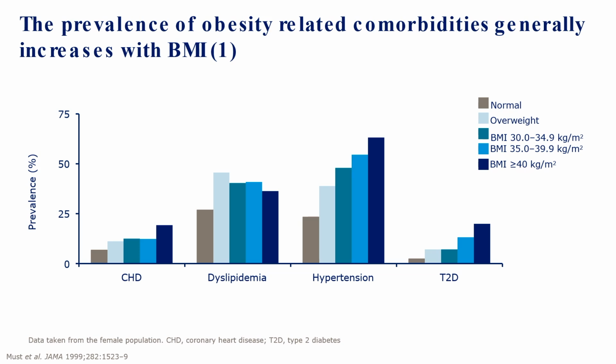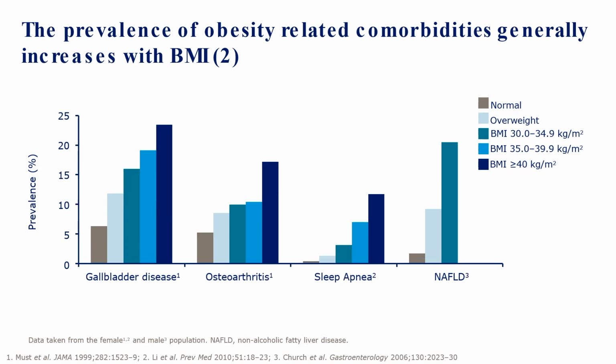Interestingly, for dyslipidemia, what you can actually see is that as soon as you become overweight, then your abnormal blood lipids increase and then are maintained, they don't change as your BMI goes up. So there you can see why perhaps being overweight is a cardiovascular risk in its own way.